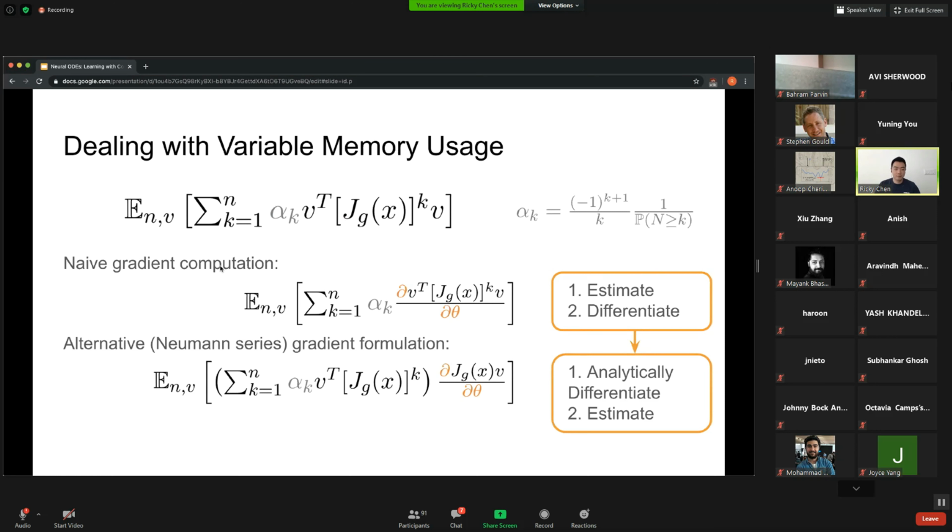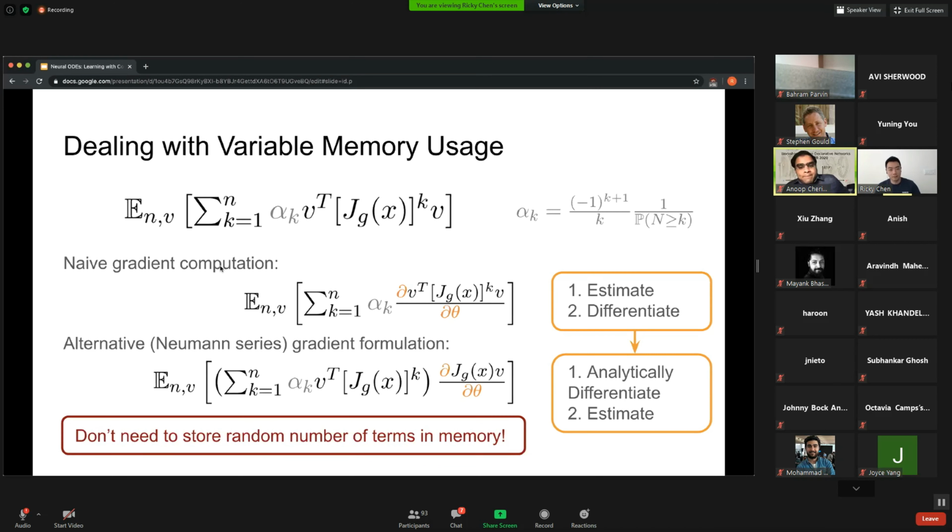Alternatively, we can analytically differentiate the original infinite series and then formulate the gradient as an alternative Neumann series. We can then still apply the same unbiased estimator tricks to obtain an unbiased gradient estimator. This is a similar trick to the adjoint method for backpropagating through ODE solutions or the implicit function theorem for backpropagating through fixed point solutions. Essentially, we manually derive the gradient as an alternative formulation instead of backpropagating through the solver itself. We can then apply the same tricks to estimate this infinite series that converges to the gradient.